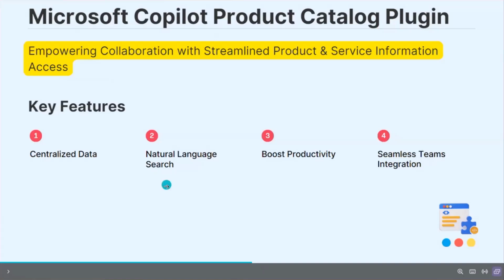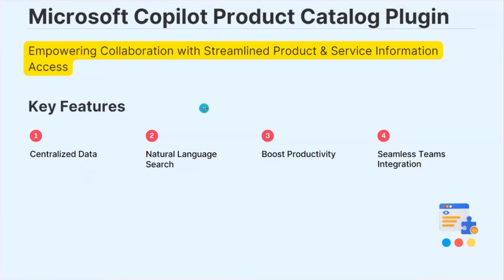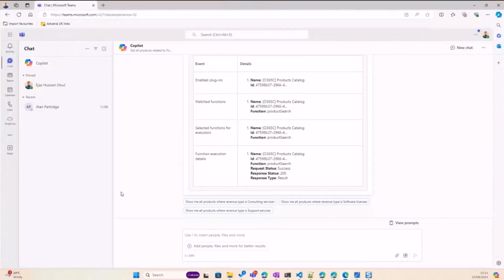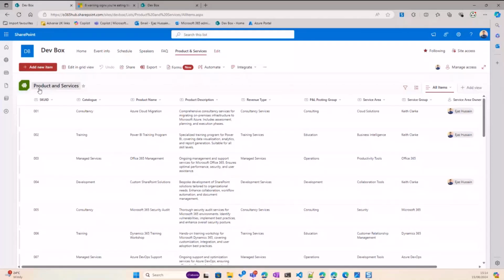Now, what we're building today is a Microsoft Copilot product catalog plugin. So basically what we have here is a SharePoint list as the backend, where I can show you the backend quickly. So you can see here, this is the products and services.